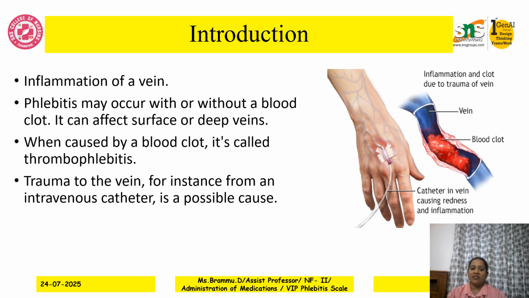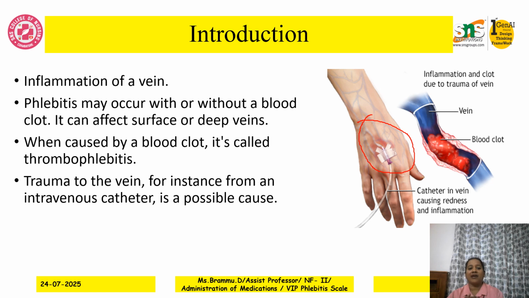Coming to the introductory part, in this picture you can see the inflammation occurring in the vein. We may be surprised. Ma'am, you may ask me one question: we are introducing the cannula into the vein, we are not injuring the adjacent tissues, but still why do infiltration, extravasation and all these complications happen? As I told you, the introduction is that it is the inflammation of the vein. So phlebitis can occur with or without a blood clot.